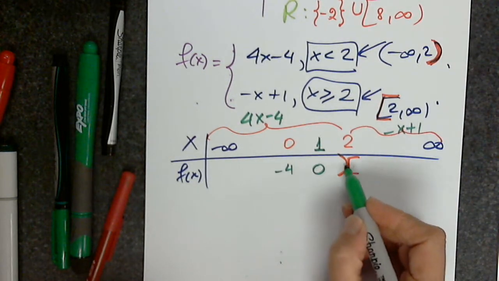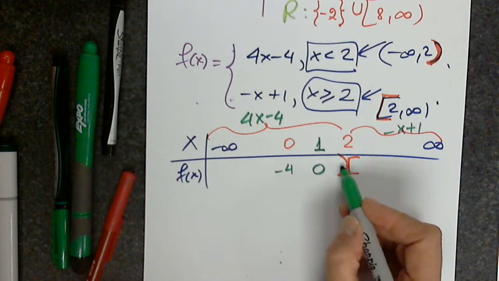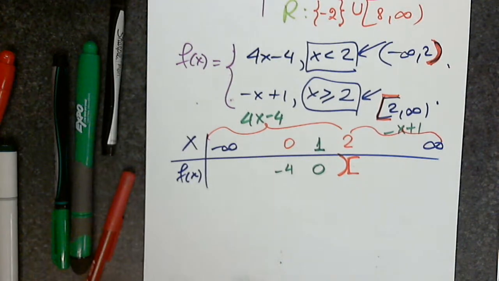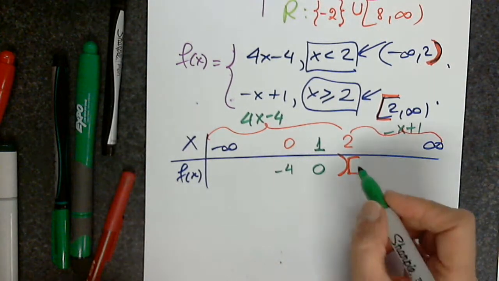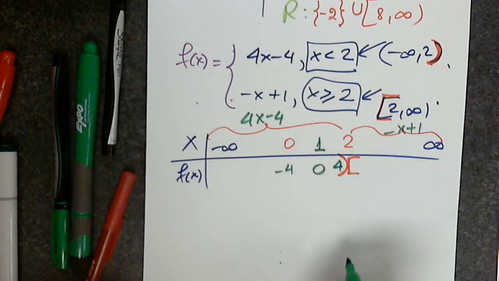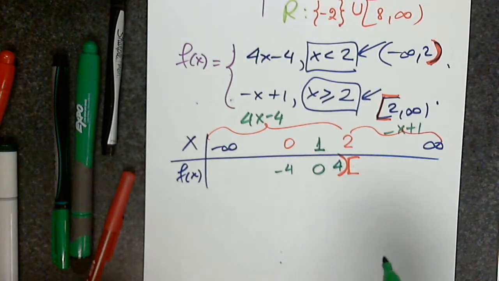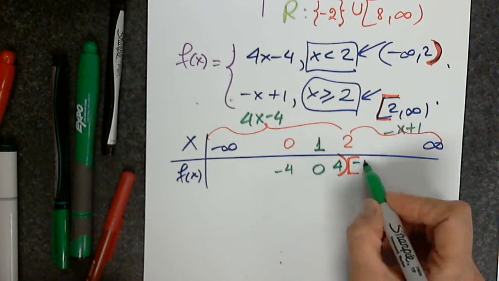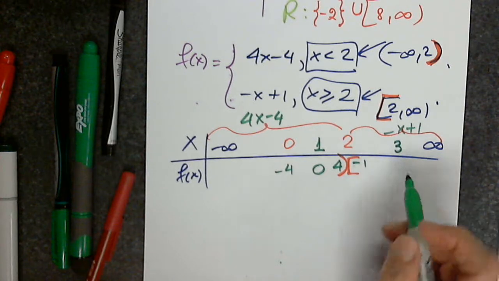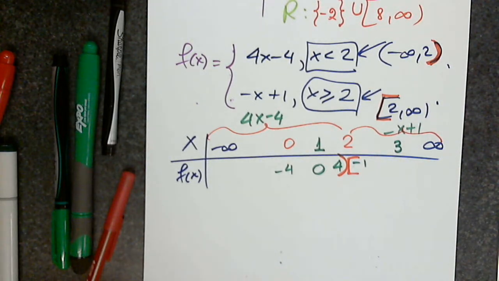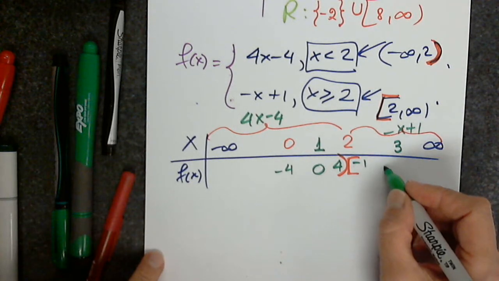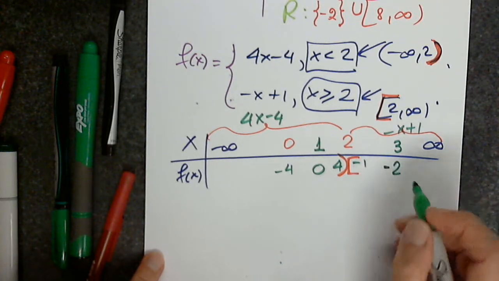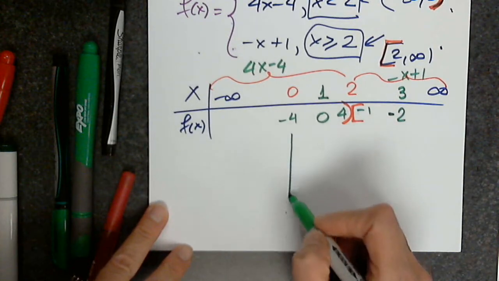If these two numbers are not the same. But if they happen to be the same, then I will fill it in. So what do I have? Good. On the other side, what do I have? The other side of 2? Negative 1. And let's say 3. Negative 2. That's all I need.